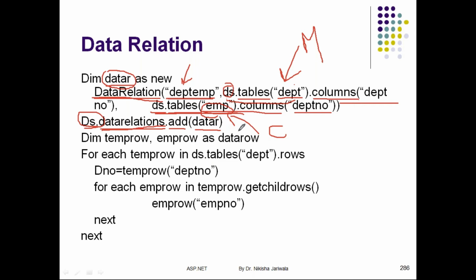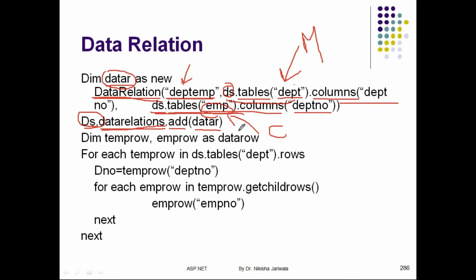Right? So now what is the scenario? We have a DataSet that is DS. Within that DataSet, there are two tables, DEPT and EMP, right? DEPT is the master table, EMP is the child table. And from the two tables, I have created a DataRelation, that is dataR, on the DEPT-NO column. And I have also added that DataRelation within the DataSet, right?